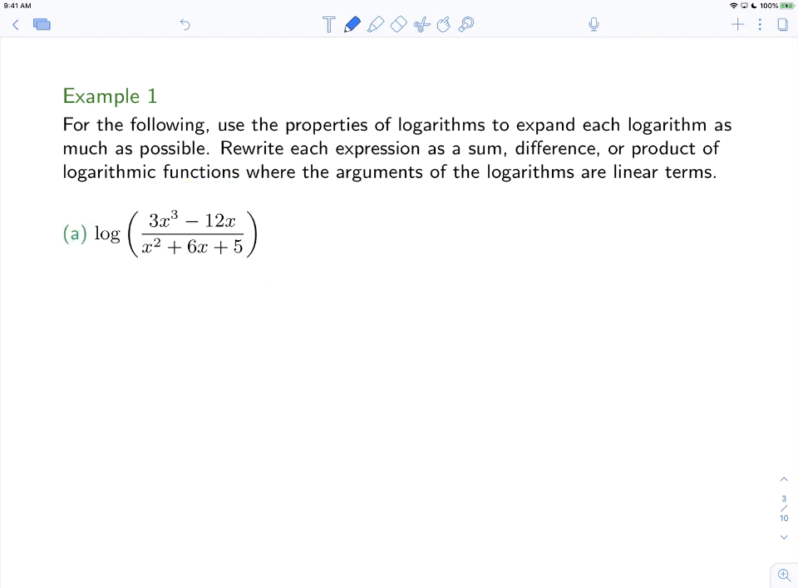Okay, let's see if we can make that happen. So here we have the logarithm of a quotient. So logarithms turn quotients into subtraction. So this is the same as log. So this is log without a base written. So it's understood that that's log base 10, the common logarithm. So this is log base 10 of the numerator, 3x cubed minus 12x, minus log of the denominator, x squared plus 6x plus 5.